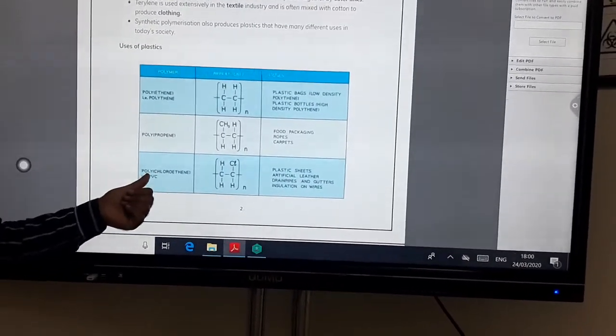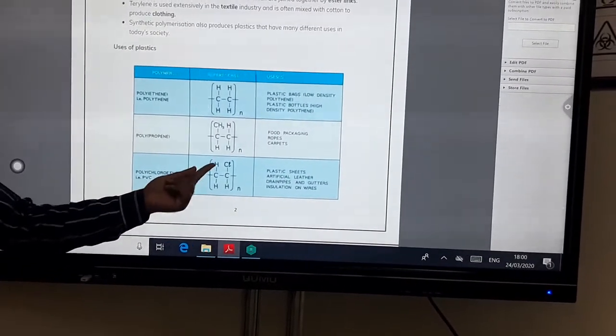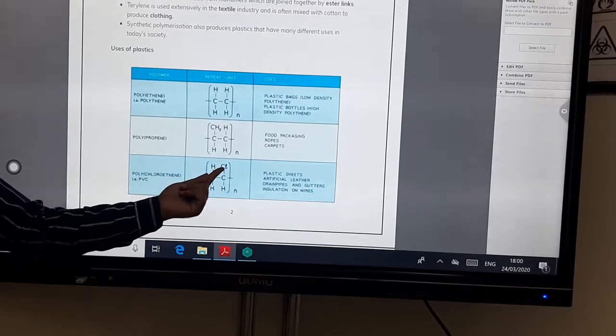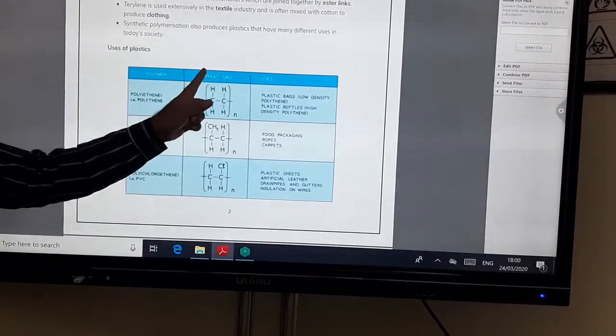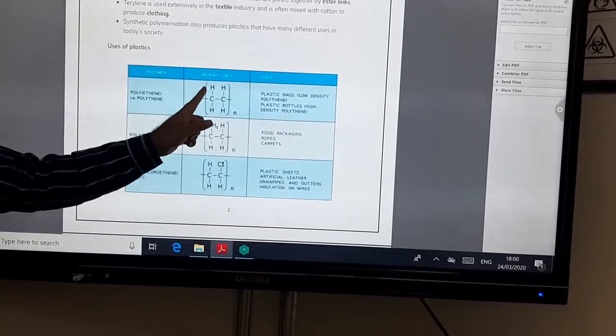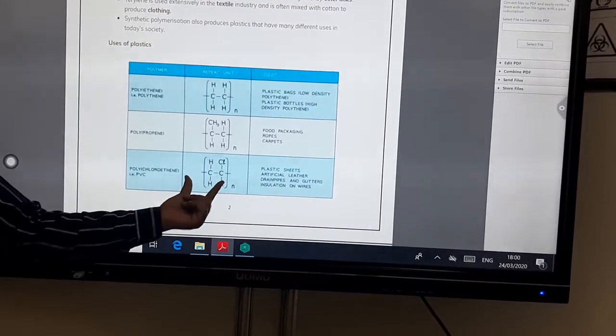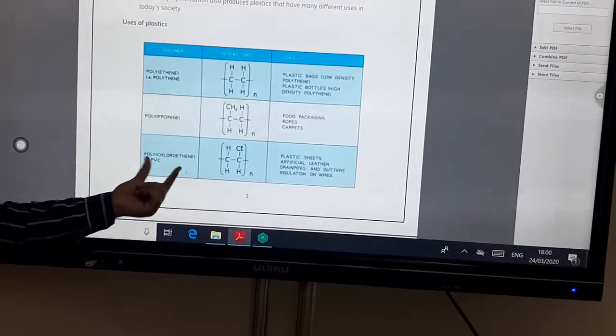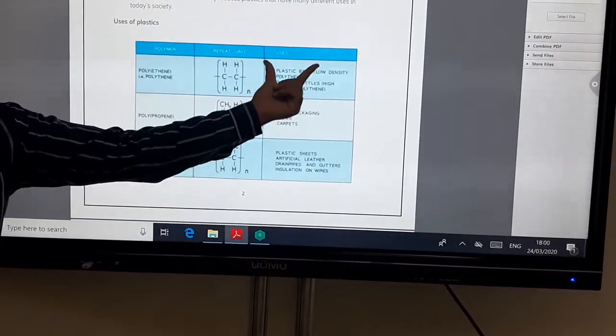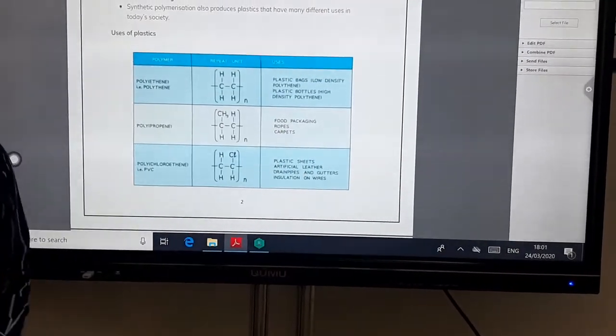And you can use polychloroethene, written here Cl, it means chlorine, it comes from chlorine, we call here chloro. So in the second column, repeating unit, or you can say these are polymer, and the first column the name of monomers, and the last column is written there where we use these things.